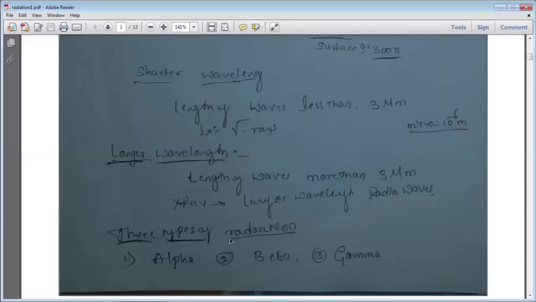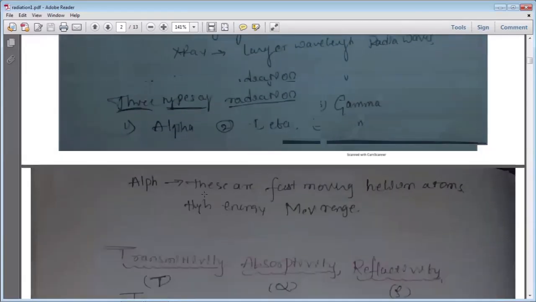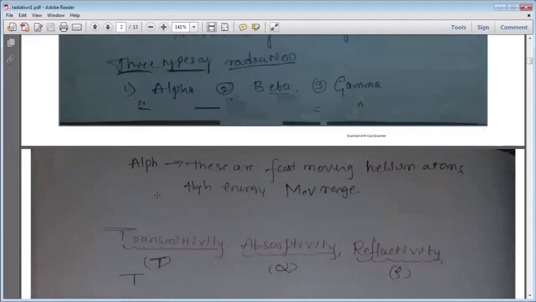There are three types of radiation: alpha, beta, and gamma. Understand? So which one is the most important and which one is the wrong one? Alpha radiations are fast moving helium atoms, so they carry high energy. Alpha radiations are high energy in terms of mega voltage, so they emit high energy in terms of mega voltage.